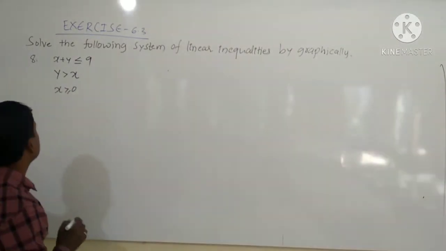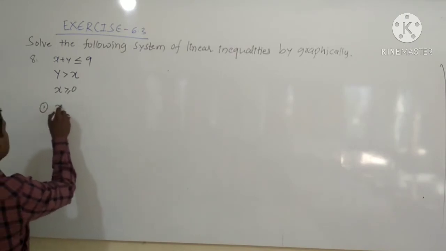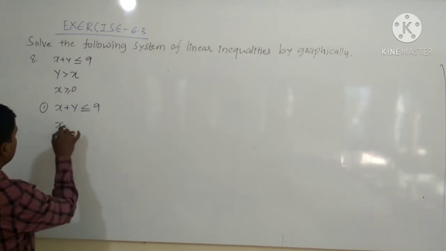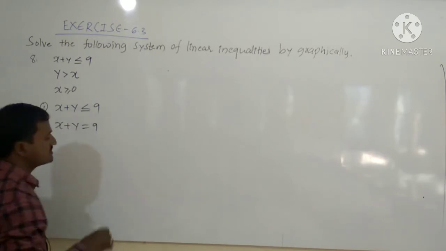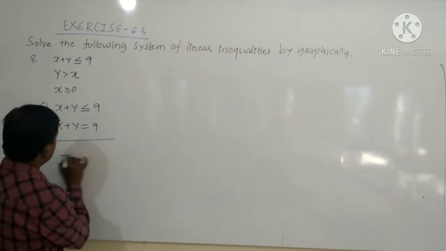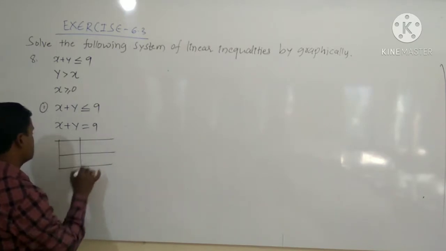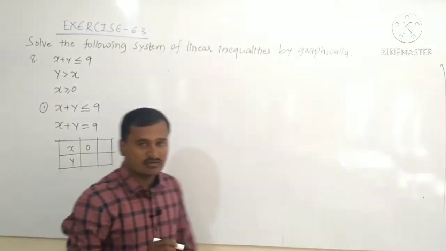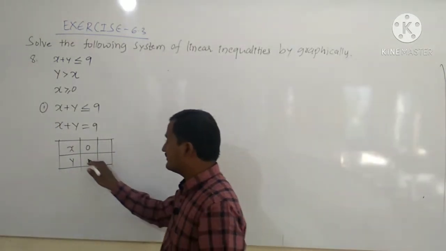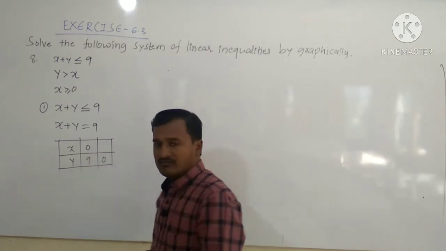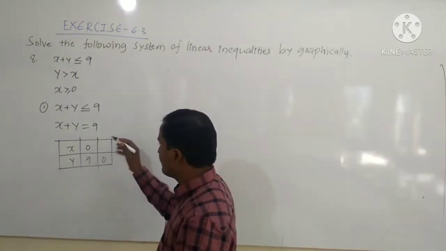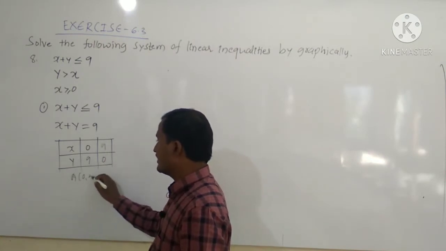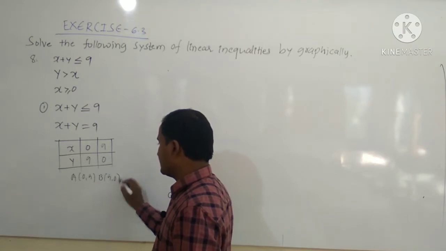Okay, right. So we'll solve the first inequality, x plus y less than or equal to 9. Write the inequality as an equation. What does it represent? A straight line. To draw a straight line, we need two points, x, y. First take x as 0, then what is the value of y? 9. Put y equal to 0, what is the value of x? 9. Okay, the first point is (0, 9), the second point is (9, 0).